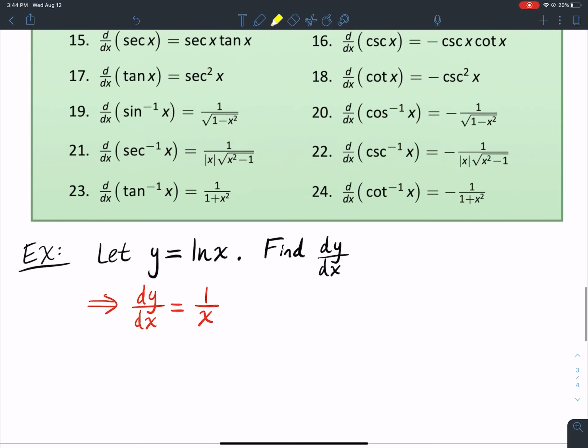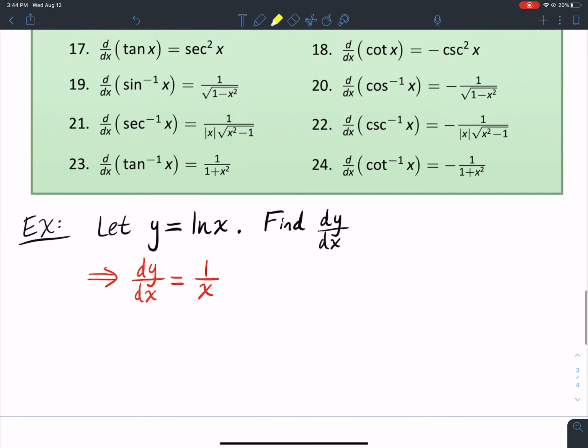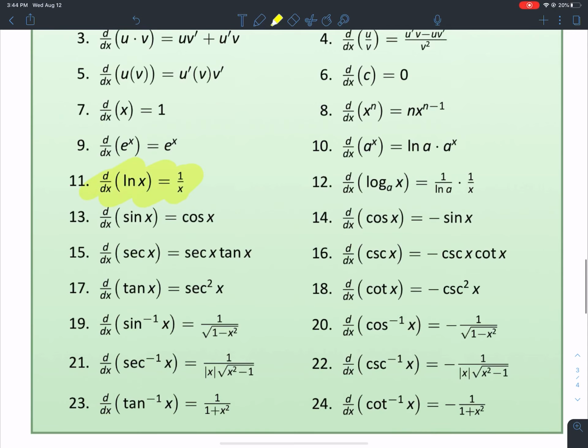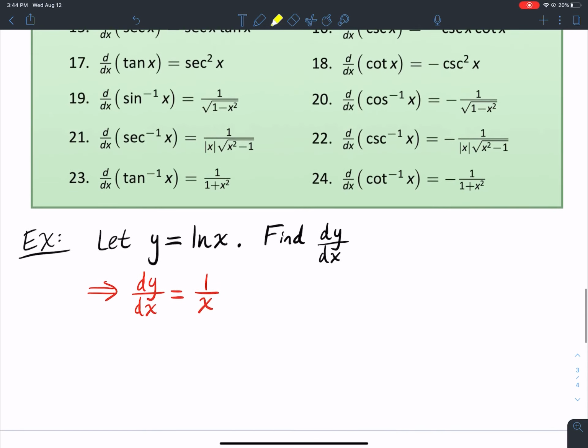So let's go through this. Let's derive the derivative of ln x. Okay, so we know that the derivative of ln x is 1 over x. That's one of our rules. But let's show why that's true.